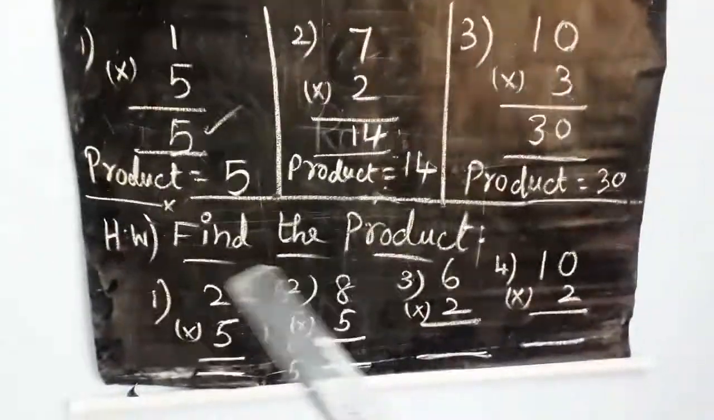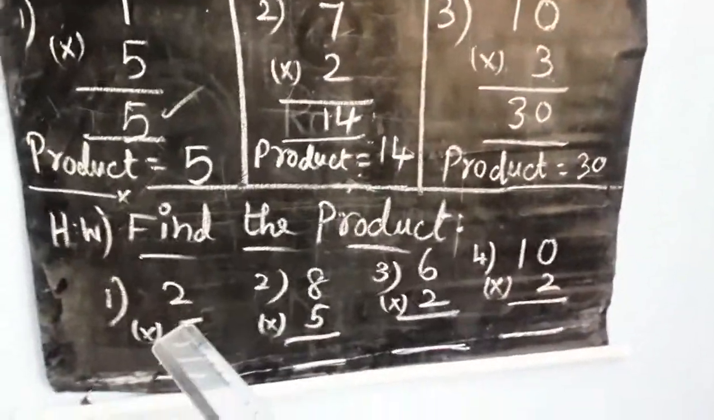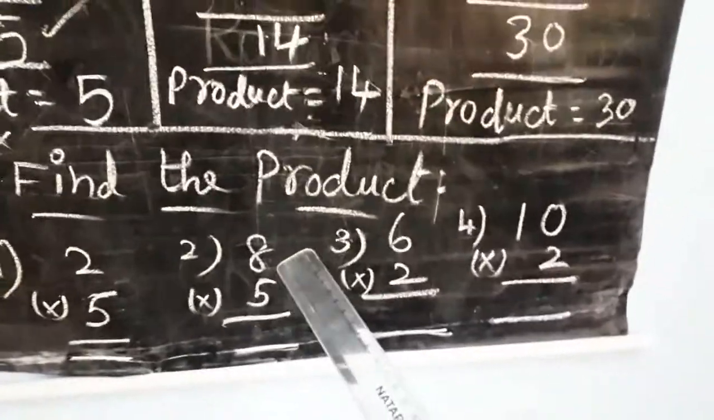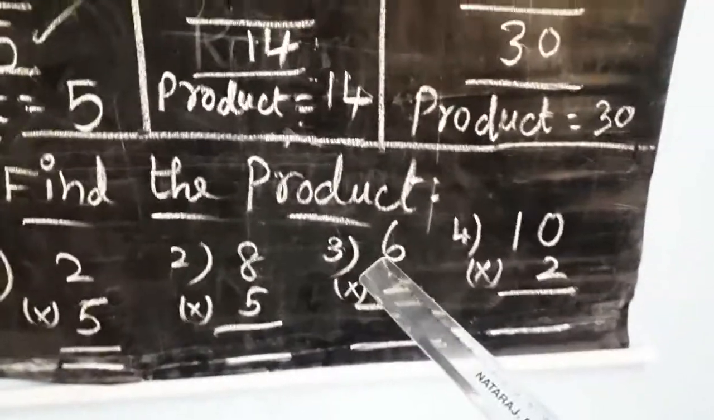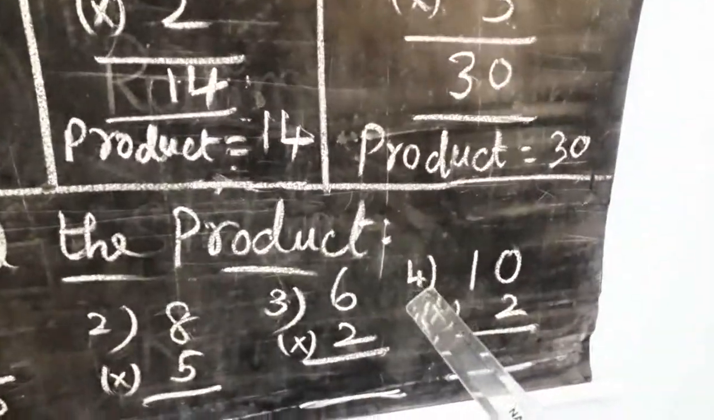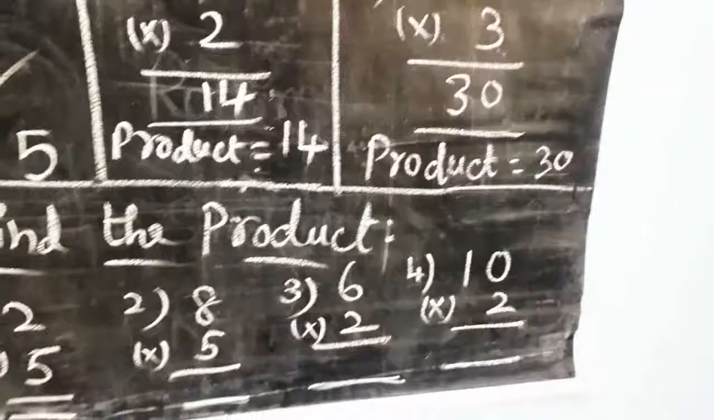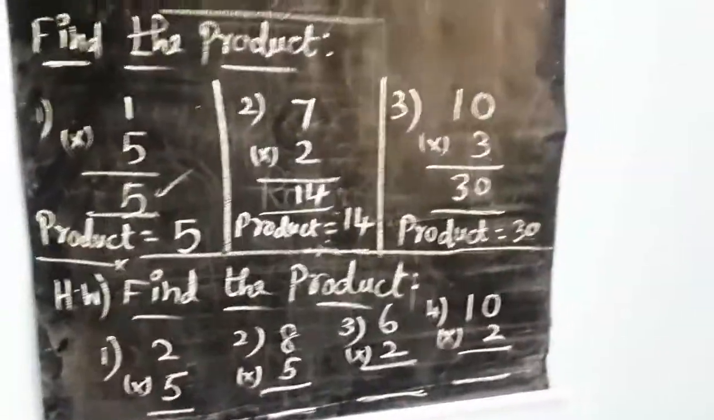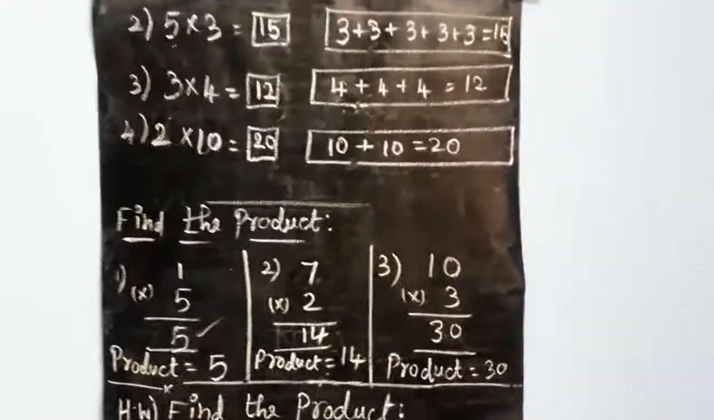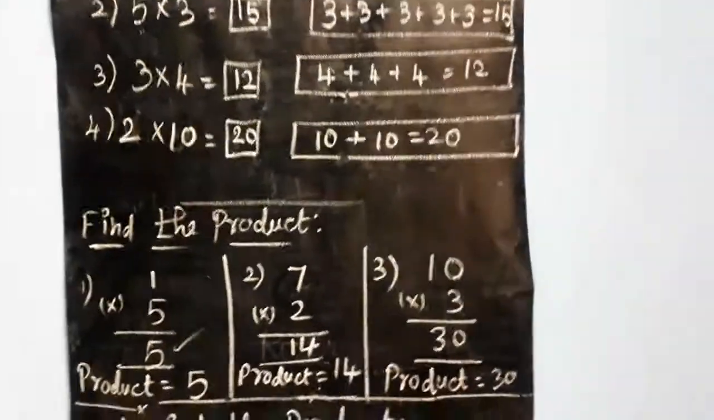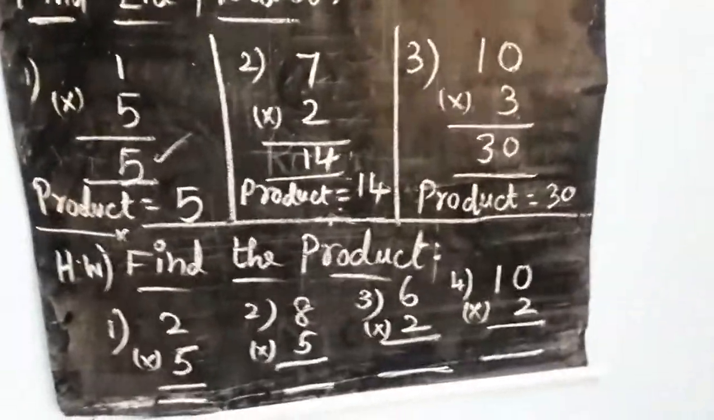Dear children, this is your homework. Find the product. First one, 2 into 5. Second, 8 into 5. Third one, 6 into 2. Fourth one, 10 into 2. Find the product of these 4 sums. Dear children, take your note and pencil. Write the multiplication using repeated addition and find the product, and do the homework also in your maths note.